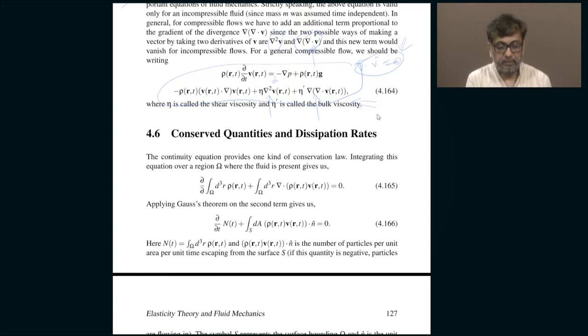So firstly, let us do the following. Let's start with the continuity equation, which is nothing but d rho by dt plus divergence of rho times v equals 0. This was your continuity equation, and let's integrate over space, over some volume. So imagine omega is some kind of a volume where the fluid is present.